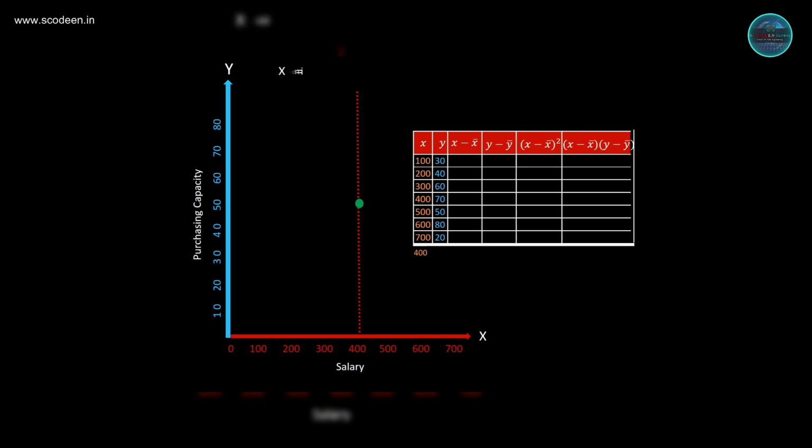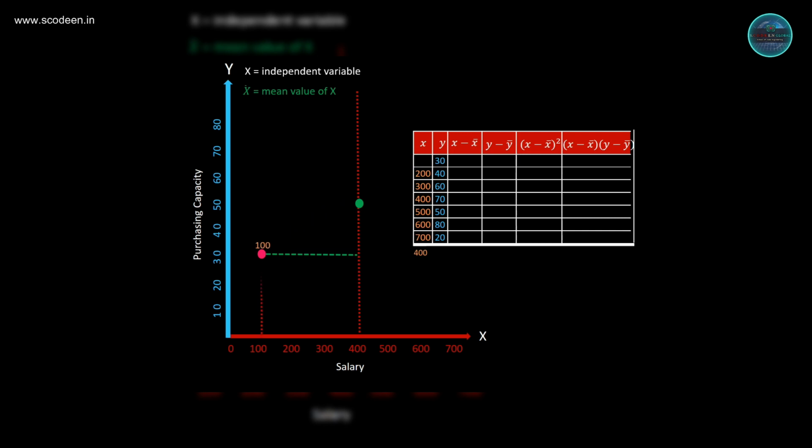Let's analyze the error. Here x stands for the independent variable and x bar is the mean value of x. So x minus x bar represents the error. 100 is the x value in the x-axis and 400 is the mean value of x. 100 minus 400 is negative 300. We can use the same mechanism to calculate the error of the x-axis observations.